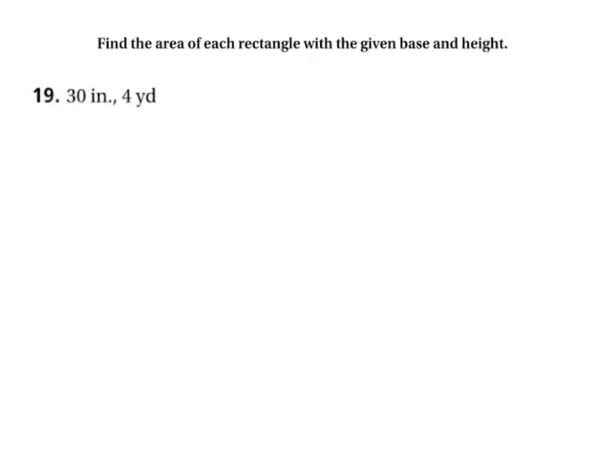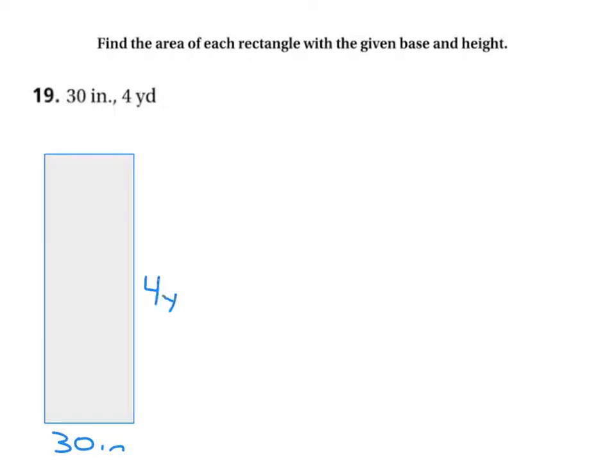So here's the idea. You have this rectangle, and its measurements are 30 inches by 4 yards. You want to find the area, and you need to have the same units. So we need to convert either inches into yards or yards into inches. We're going to do it both ways.